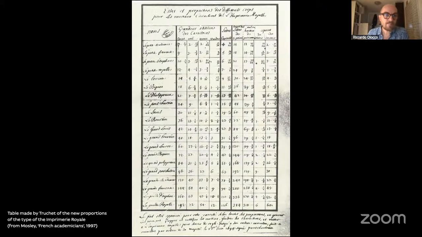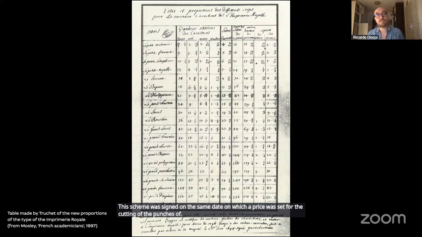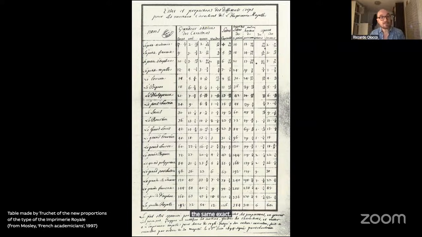André Jammes published a fully worked out scheme, which you can see here. As Jammes claims, this is the origin of a system of typographical points, of which Fournier-Lejeune would claim the invention 50 years later. This scheme was signed on the same date on which a price was set for the cutting of the punches of the Romain du Roi, the exact same date. The two projects were clearly intertwined. The bodies of the new punches that Grandjean was to cut were based on Truchet's system of related type bodies.